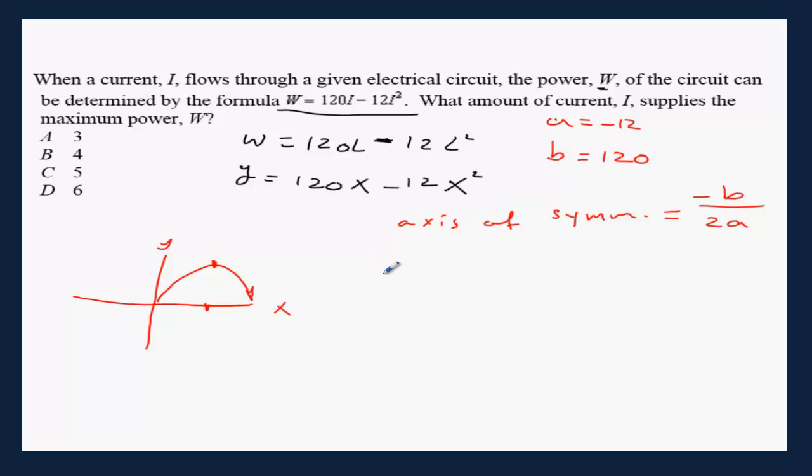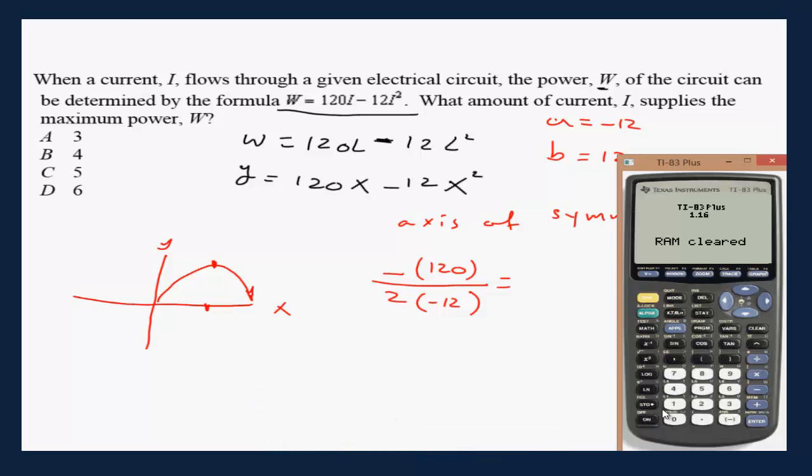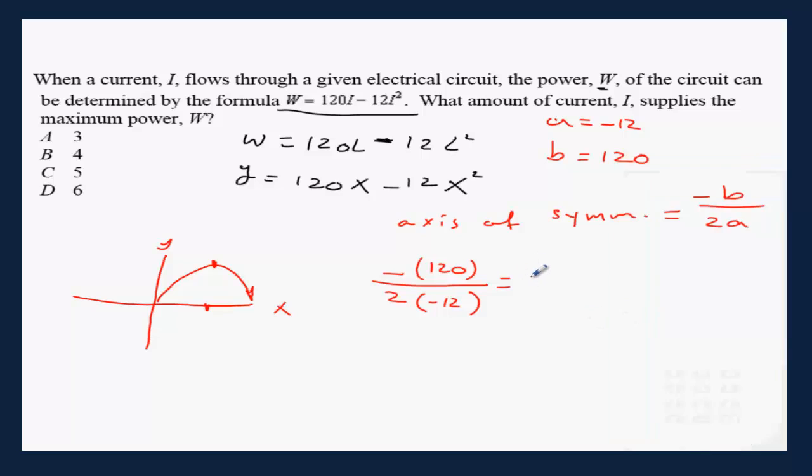Substitute: negative b over 2 times a. b is 120 and a is negative 12. With your calculator, negative 120 divided by 2 times negative 12 is negative 24 if you don't open a parenthesis. If you multiply it in the calculator, you must open a parenthesis to do that, 2 times negative 12. The final answer is 5.